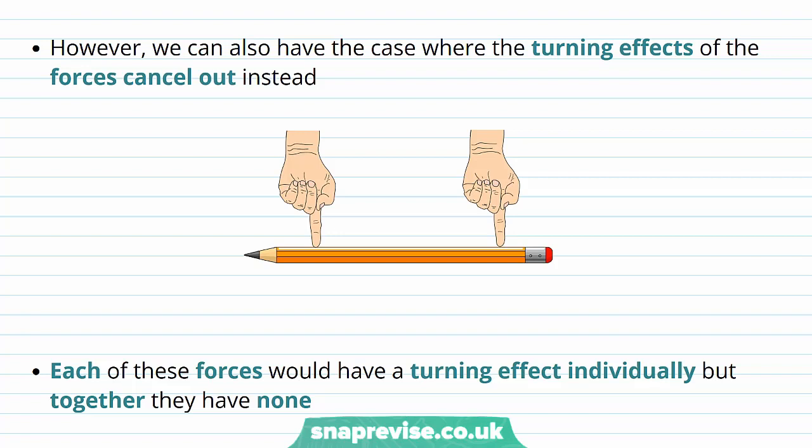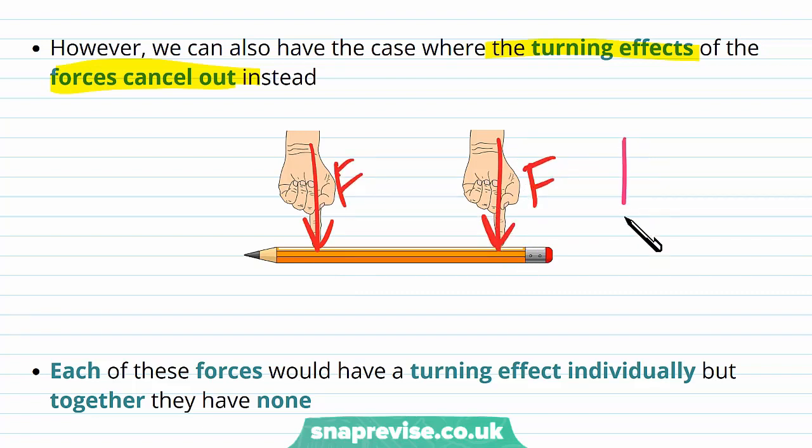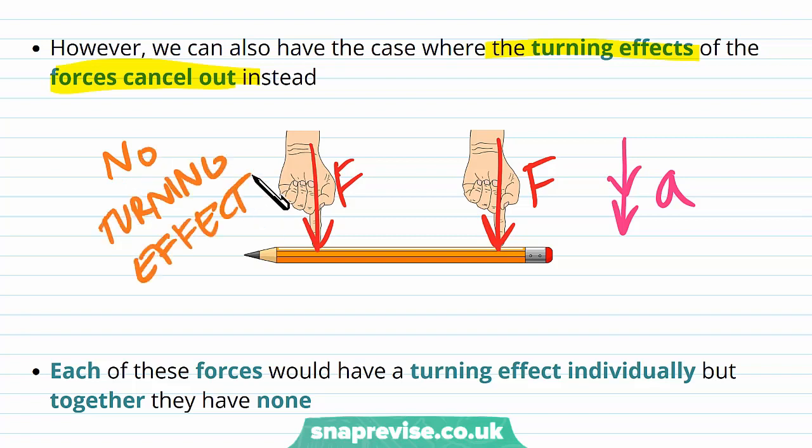However, we can also have the case where the turning effects of the forces cancel out instead. So now let's imagine the person is applying both forces from the top of the pencil, like this, and they're both of equal magnitude still. So although now we do get a translational acceleration, there's no turning effect. So the net moment is 0 because the clockwise and anti-clockwise moments cancel, so there's no rotation. Each of these forces would have a turning effect individually, but together they have none.